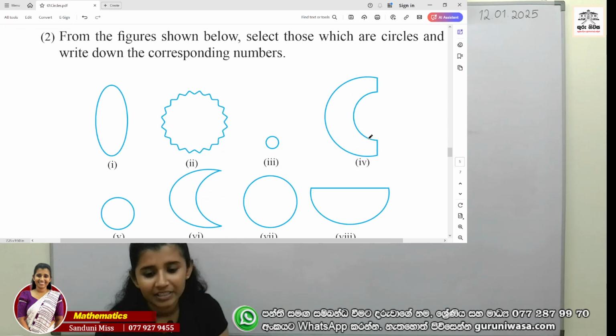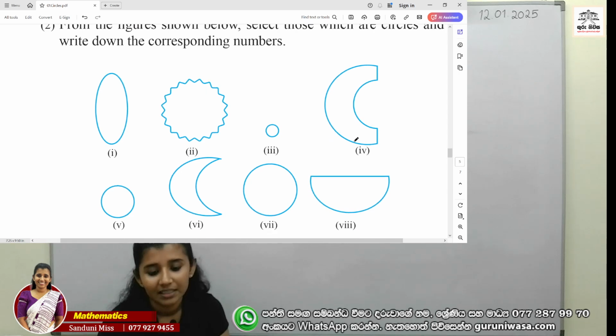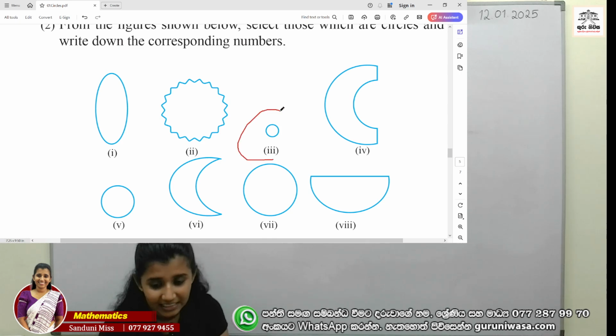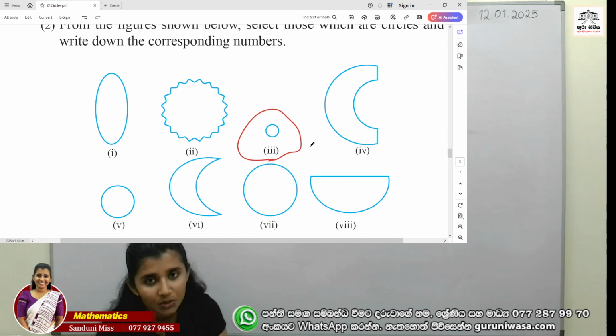From the figures shown below, select those which are circles and write down the corresponding numbers. They're asking us to select the circle. Now, what is this one? Is it a circle? It's an oval. What about this? It is not a circle, maybe a circle cut with a zigzag scissor, but it's not a circle. What about the third one? Yes, it is a circle. They have asked you to write the numbers, so write the numbers.